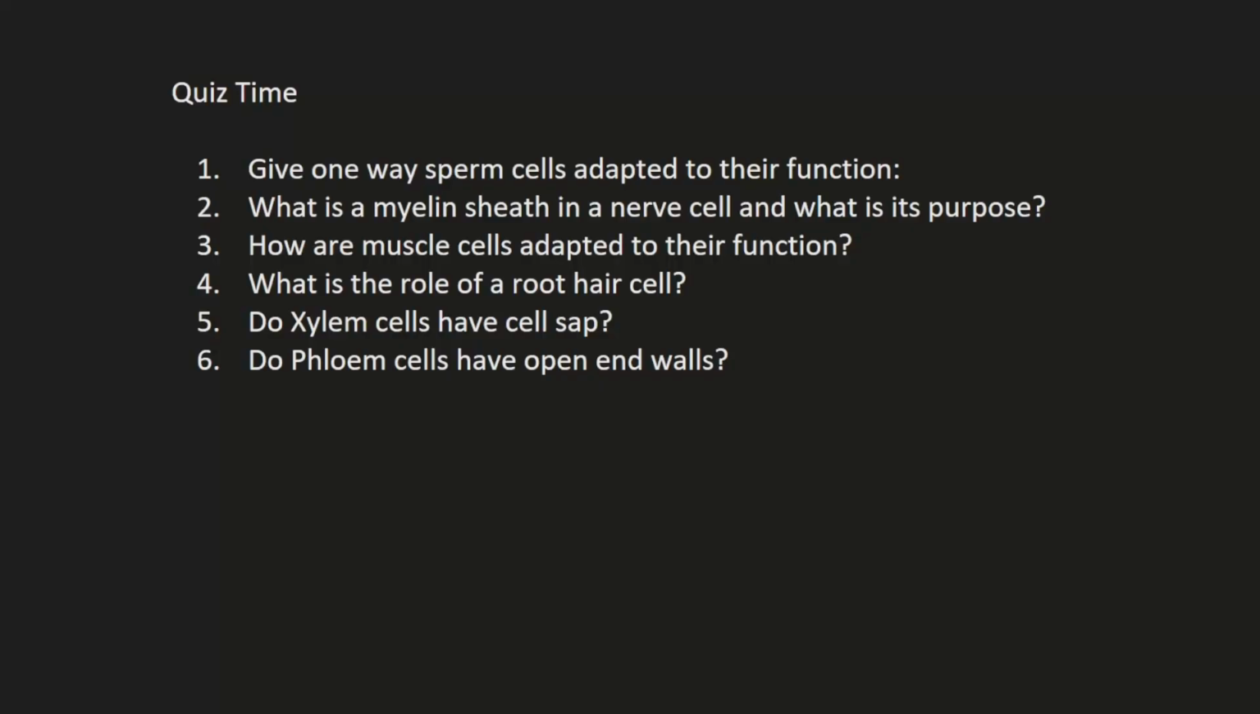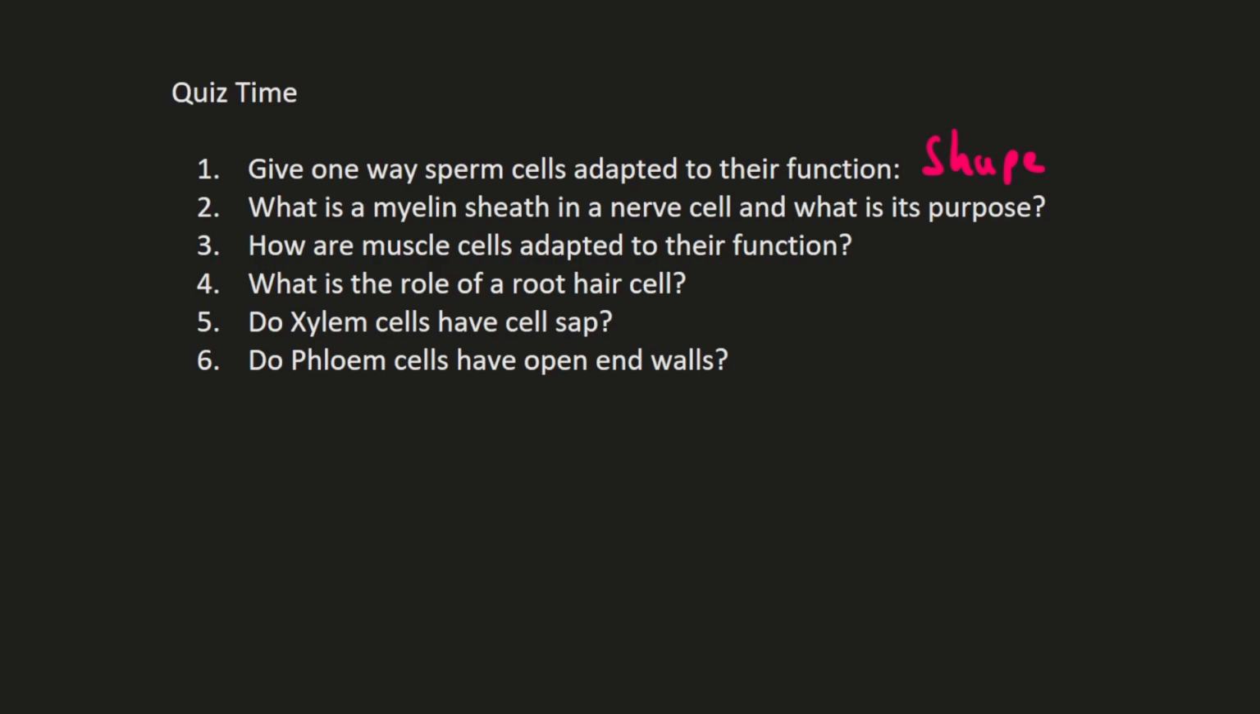Alright, you know the drill. Feel free to pause the video to have a go at some questions, and let's go through the answers. Question 1, give one way sperm cells are adapted to their function. One thing you could say is the overall shape. The shape of the sperm cell is designed for it to burrow into the egg and therefore fertilize the egg easily. You could also say there are mitochondria to give it lots of energy. You could also say the tail helps it to swim through the reproductive system. All of those would be valid answers.